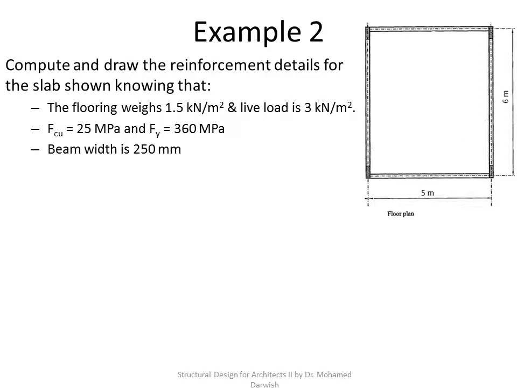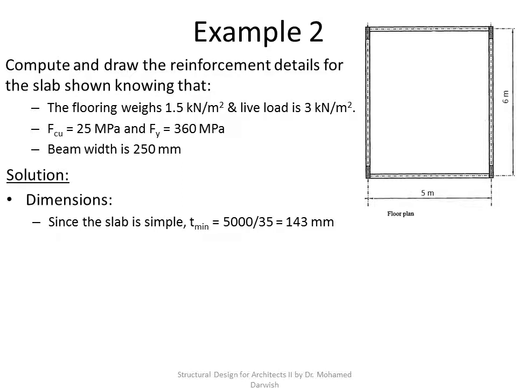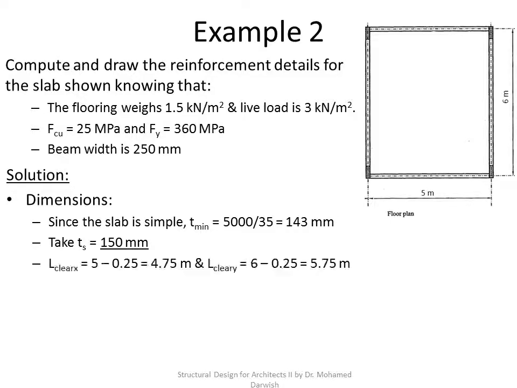Let's have a fast example here. If you have this slab 5 meters by 6 meters, it weighs 1.5 kilonewton per meter square. The live load is 3 kilonewton per meter square. FCU is 25 megapascal. F yield is 360 megapascal. The beam width is 150 millimeters. For the dimensions, as the slab is simple, the thickness is 5000 over 35. This is 143 millimeters. In such a case, you take the thickness as 150 millimeters.